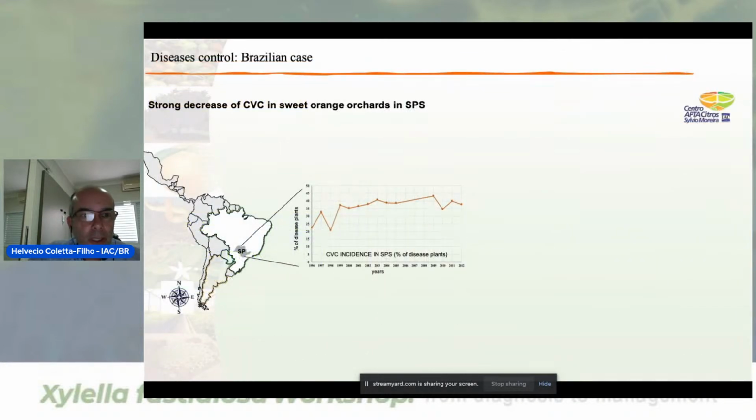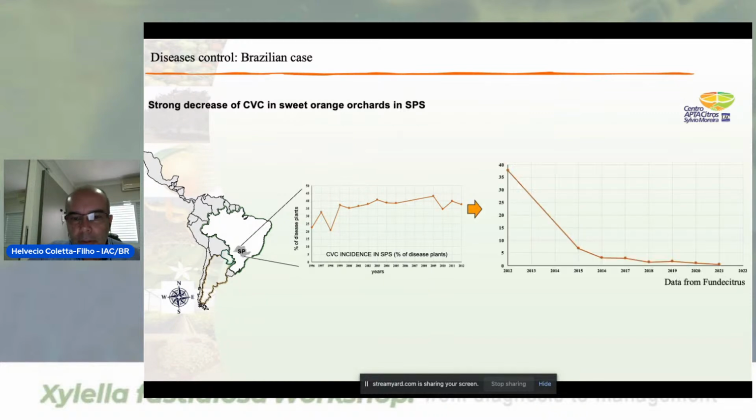These facts are great evidence. Just to remember that we were talking about the disease in 2010, 2011, it was almost 40% of the incidence, and the incidence dropped from 2015 until today to almost 0.5% of the plants with CVC incidence in São Paulo state.